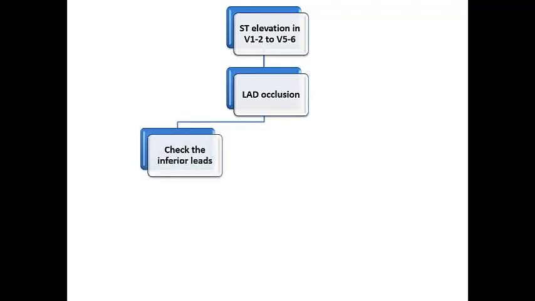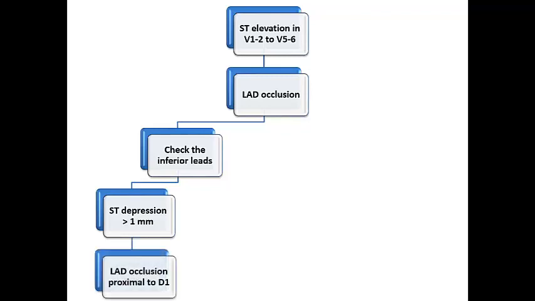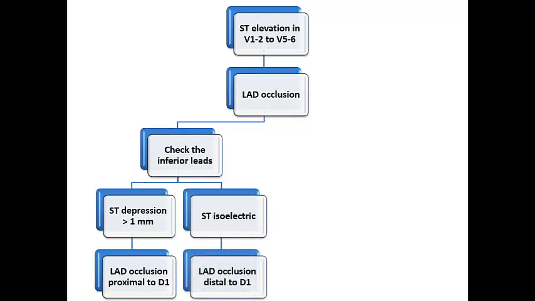Let's check the inferior leads at first. If there is ST depression more than 1 mm, so I can expect that the injury vector is directed away from them due to extensive anterior wall infarction, so mostly the LAD occlusion is proximal to diagonal 1. But if the ST segment is isoelectric, so the LAD occlusion is mostly distal to diagonal 1.